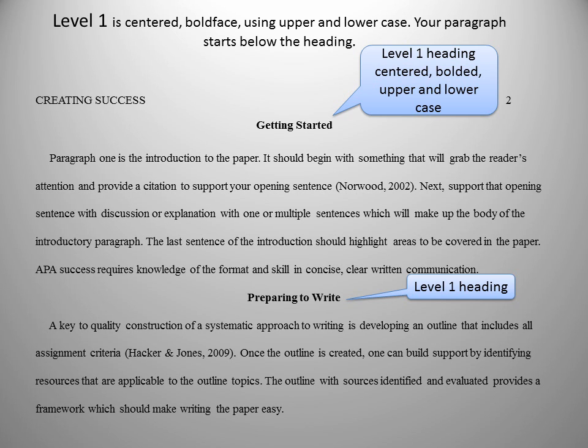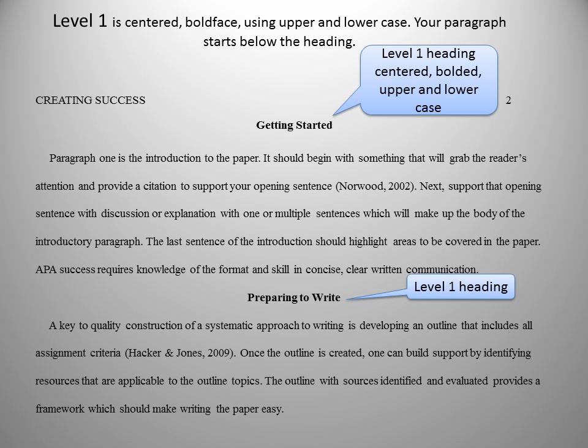So here's a sample body of the paper, and this shows you a level 1 heading. So from the outline that was created, there's these sections, getting started and preparing to write. And so they're each different elements of the paper, and they're going to talk about specific things. So they're a level 1 heading. The level 1 appears in the center. It is bolded, and the first letters of the words are capitalized.